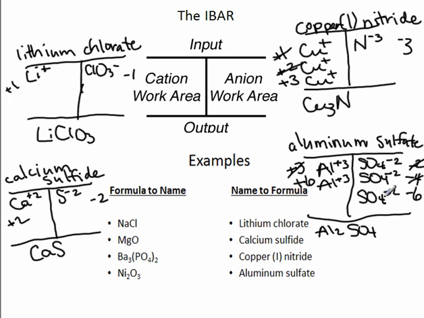That's not the case. We know we have 3 of this whole entire substance or this whole entire ion. So I have to put parentheses around this and put my 3 on the outside so that the 3 goes to the whole entire sulfate ion. That's as hard as it gets for ionic compounds.